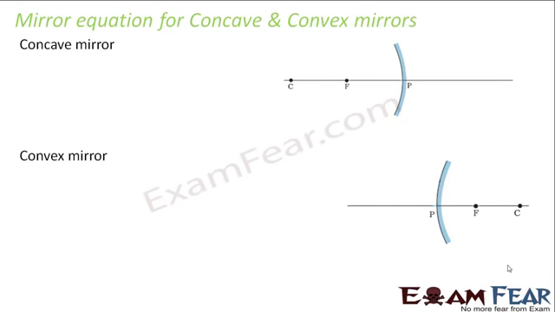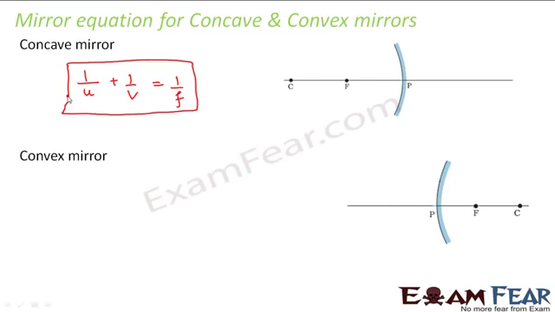However, the mirror equation which I mentioned just now is a generalized mirror equation which will hold true for both concave and convex mirror, provided you consider the sign convention while putting values for u, v and f, right? But now I'll show you, if for concave mirror you wrote 1 by v plus 1 by u is equal to 1 by f, considering sign convention, what will be the mirror equation for a convex mirror?